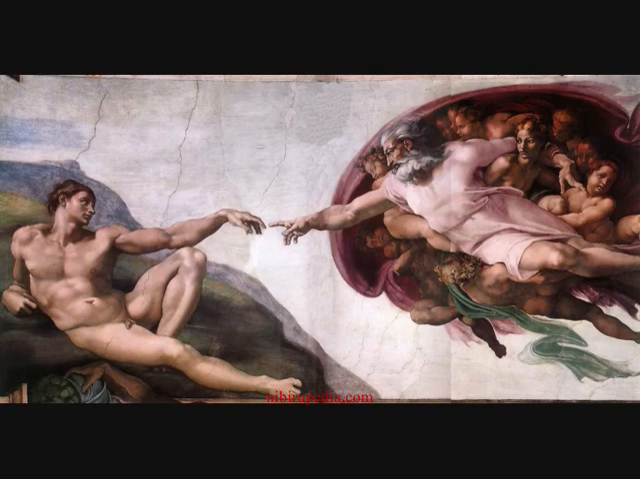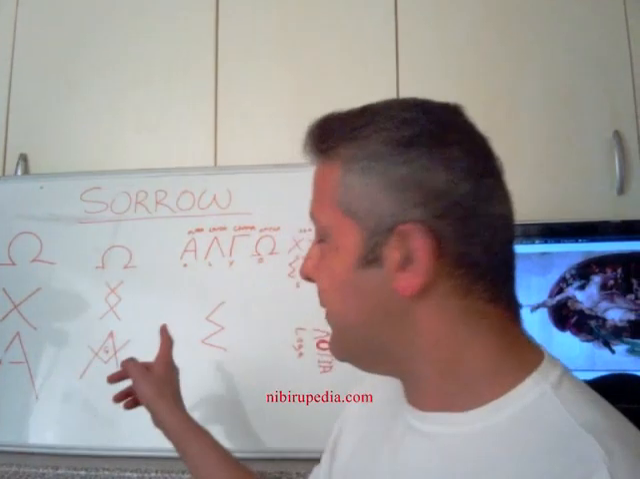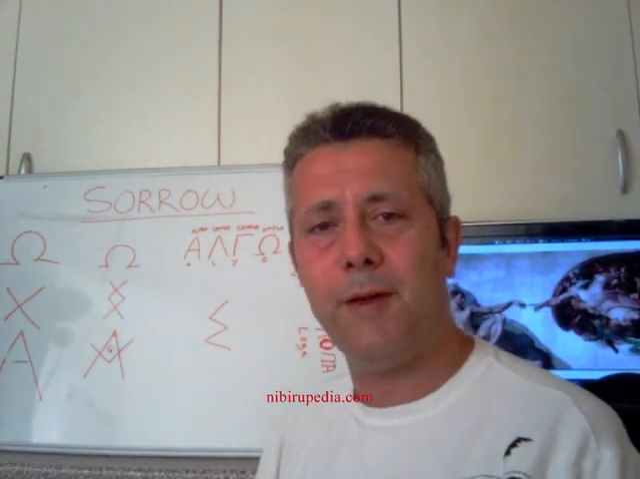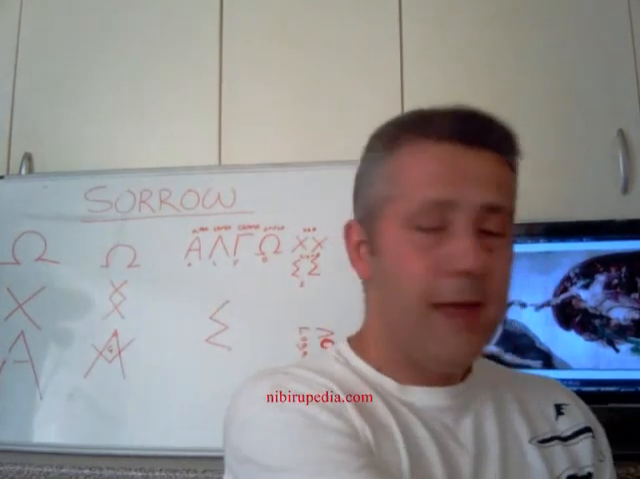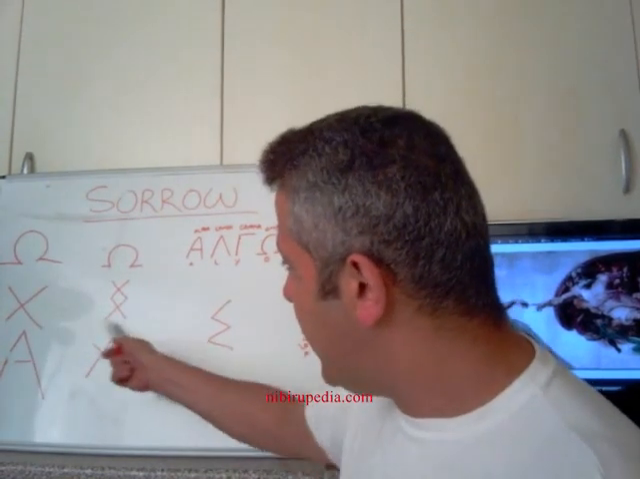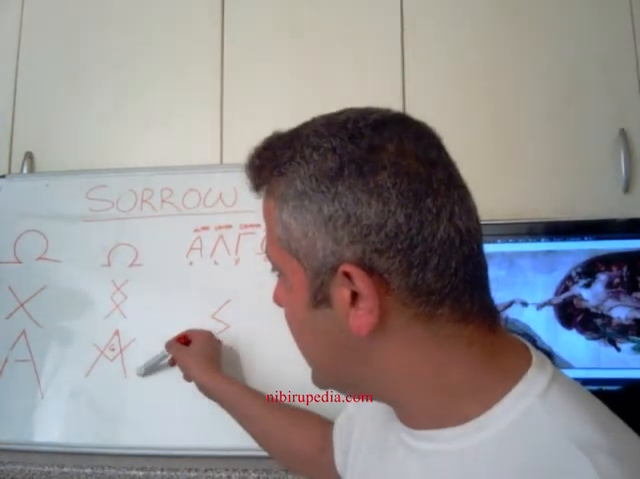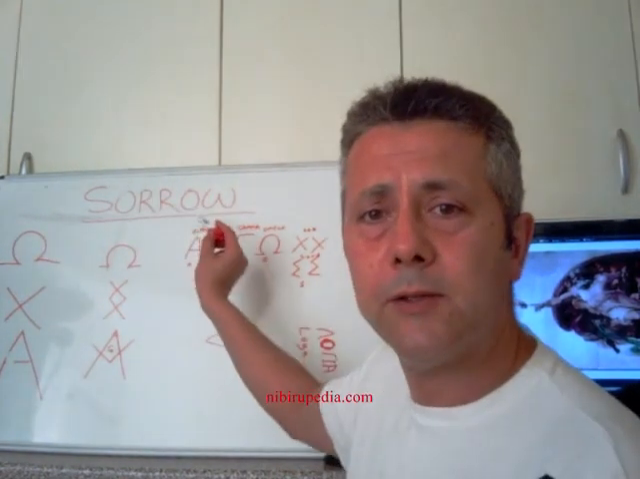Today we're going to be looking at this very famous painting here, the so-called Creation of Adam, and also the Freemason logo once again and its connections with that very famous painting. First of all, let's just recap here. This is the Masonic logo, and it breaks up into the Greek word aho, which means sorrow.